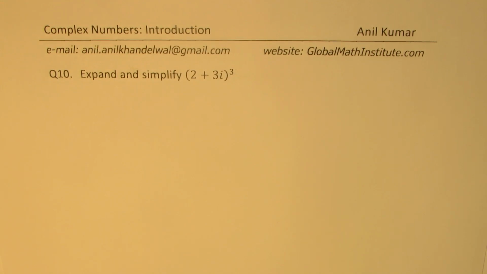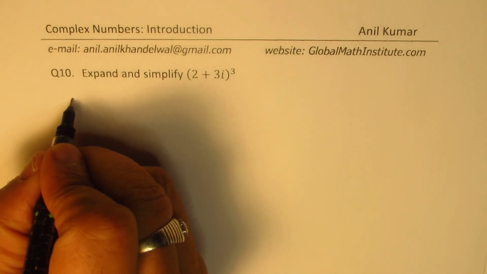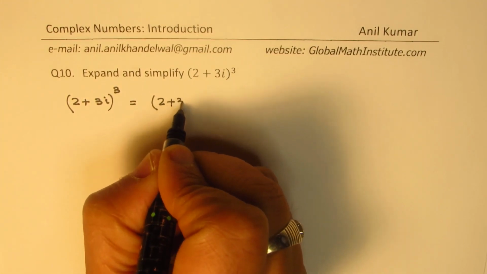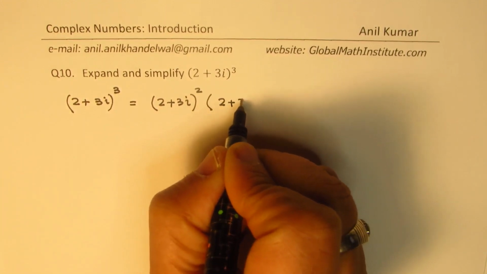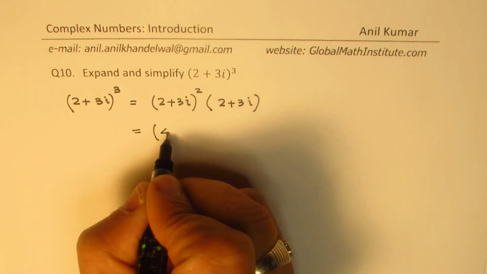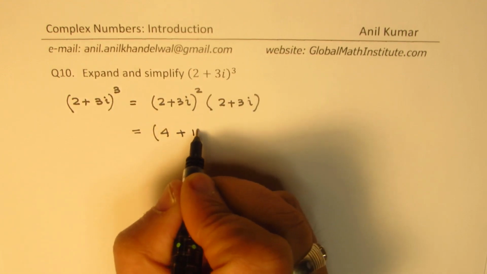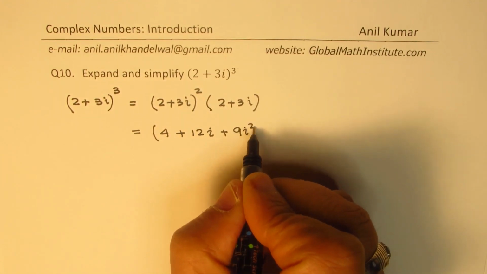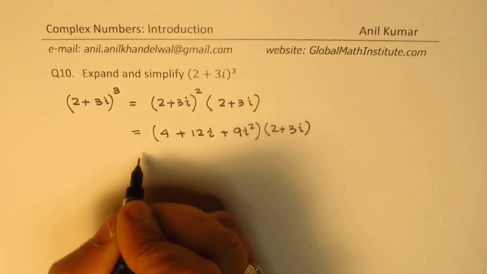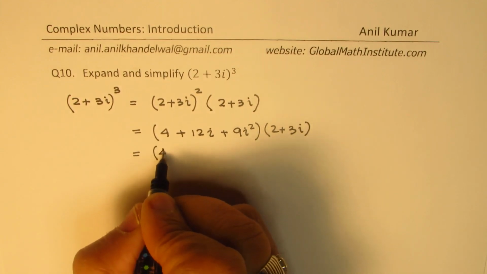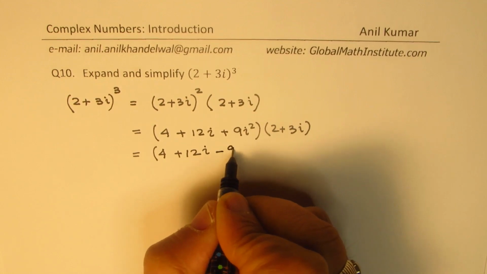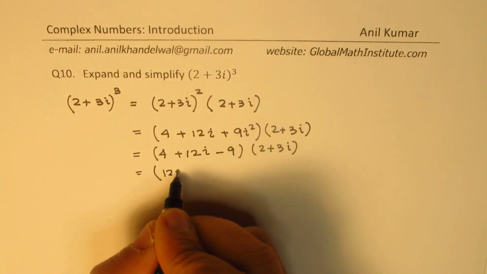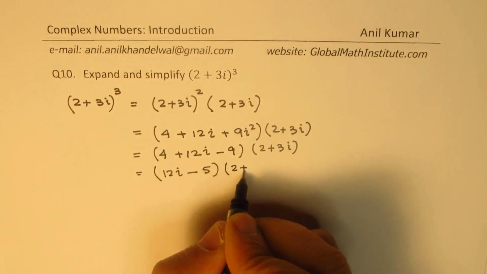Now let's look into question number 10. Question number 10 is to expand and simplify (2 plus 3i) cube. So let's do it. We get 2 plus 3i whole cube. We could write this as (2 plus 3i) square times (2 plus 3i), right? The square is a square, which is 4, plus 2ab, which is 12i, plus b square, which is 9i square, times 2 plus 3i, correct? Now, i square is negative 1. So we get 4 plus 12i minus 9 times 2 plus 3i. Let's simplify this first. So we get 12i minus 5 times 2 plus 3i.